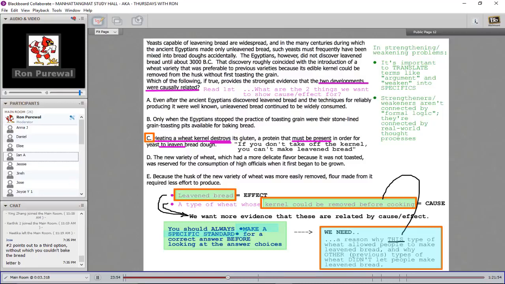Number two? I don't know what you mean by number two. That's the third option. Choice B still has nothing to do with making leavened bread, and there's no indication that toasting pits would affect leavened bread differently from other bread.